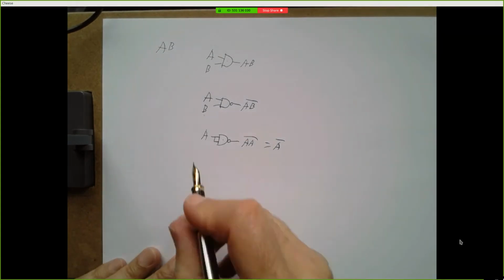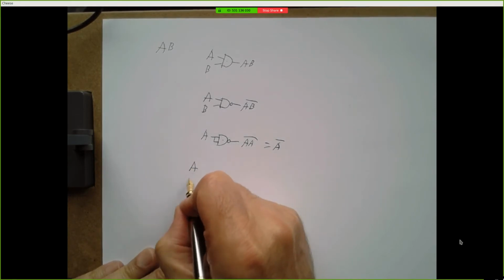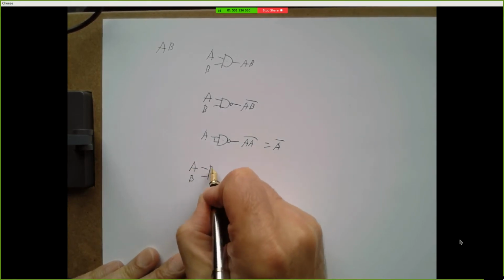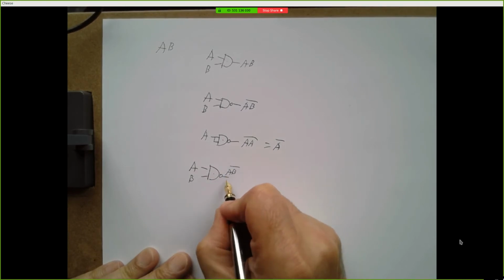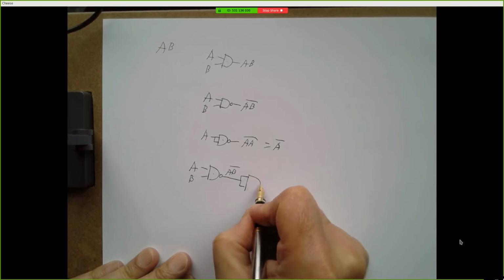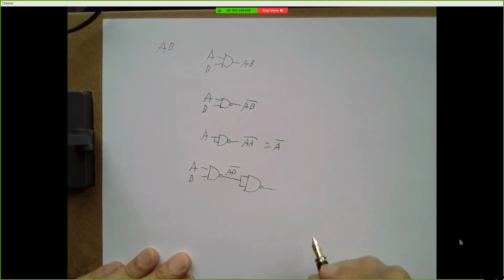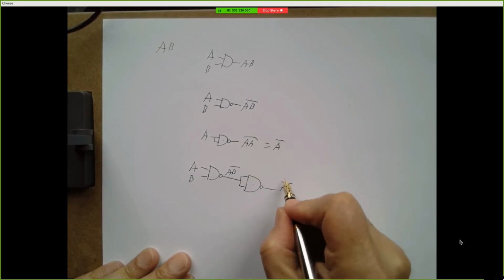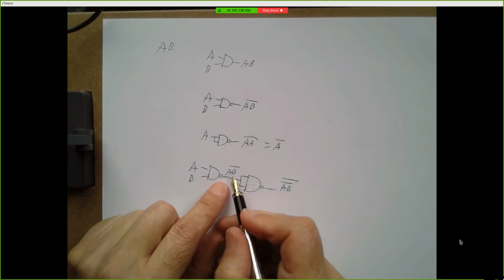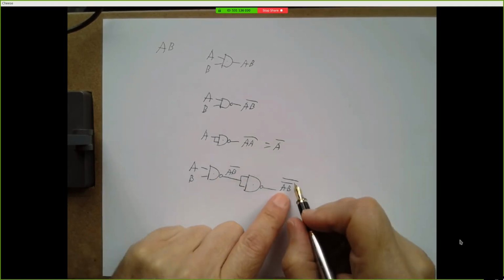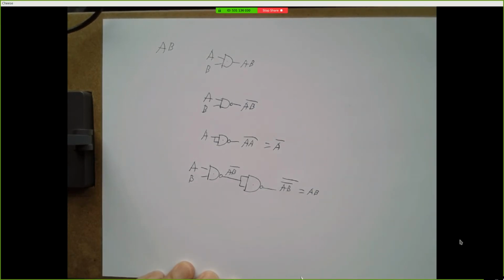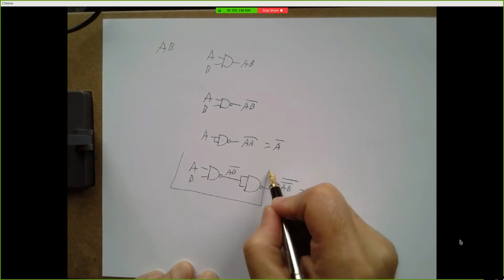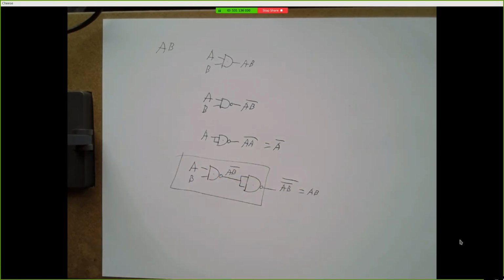Which means that if I have a NAND gate, I could take A and B and NAND them together, and then feed that into both inputs of another NAND gate, and I would get the complement of my input, which was AB bar. So I get AB double bar, which is just AB. So I can make an AND gate out of two NAND gates, which is kind of cool.